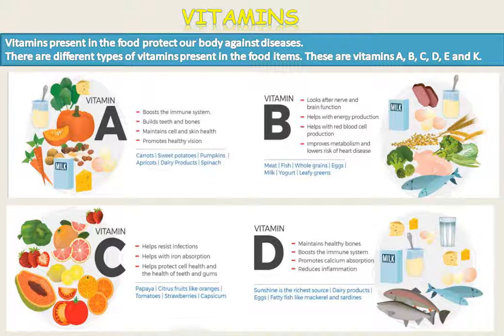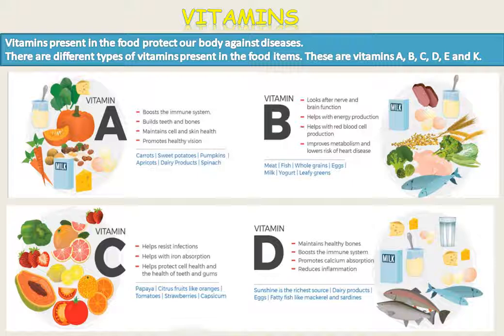Then, which are the food products rich in vitamin C? Papaya, citrus fruits like oranges, tomatoes, capsicum, strawberries, etc. Then, let's read about vitamin B once again. Looks after nerve and brain function, helps with energy production, helps with red blood cell production, improves metabolism and lowers risk of heart diseases. And which are the food items rich in vitamin B? Meat, fish, grains, eggs, milk, yogurt, leafy greens or vegetables.